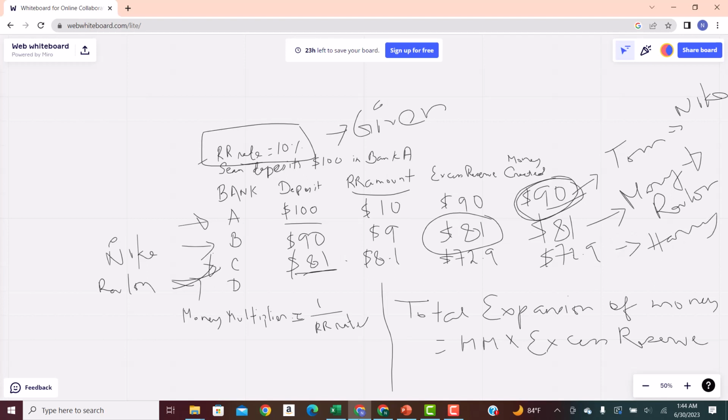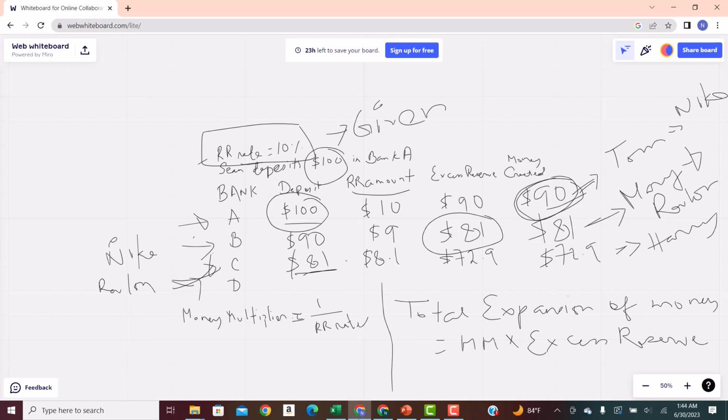So this process continues on and on. Just because Sean deposited $100 initially in the bank, this same money is being recycled and used again and again in the economy to create a multiplied impact on the money supply. See, it's 90, 81, 72.9. The amount is going down, but it is still many steps, and we don't know where it will stop. There's a way to find out, but right now we don't know where to stop. So the process continues, and basically it has a multiplied impact on the money supply.